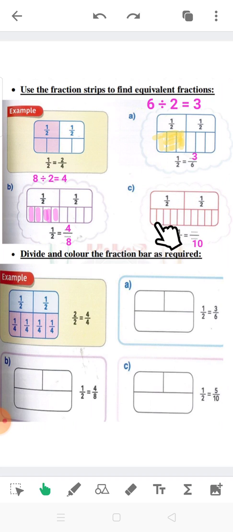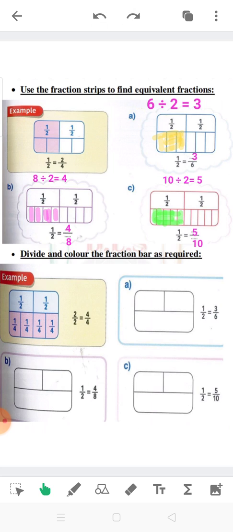Okay, look here. How many parts? If we count them all, we have 10. Who can tell me what is half of 10? Excellent, I can hear you. It's 5. Why? Because 10 divided by 2 equals 5. So I'm gonna color 5 parts. 1, 2, 3, 4, and 5. Okay, I'm gonna color them.